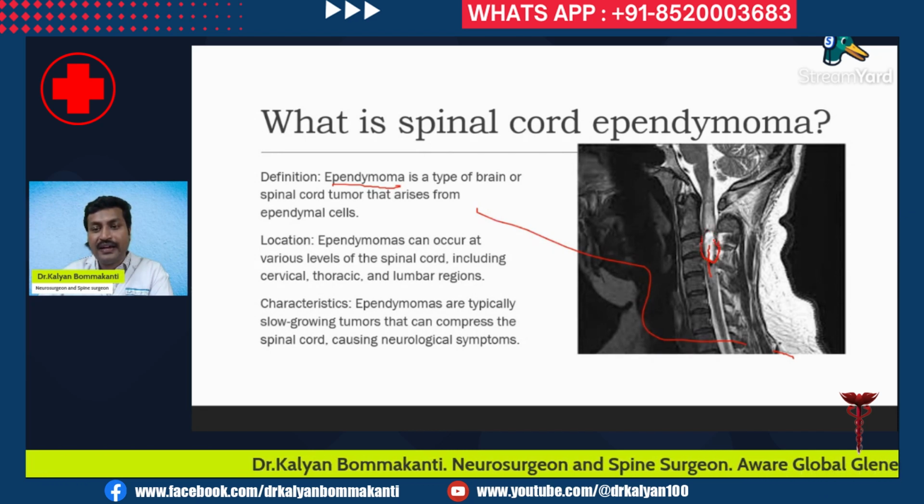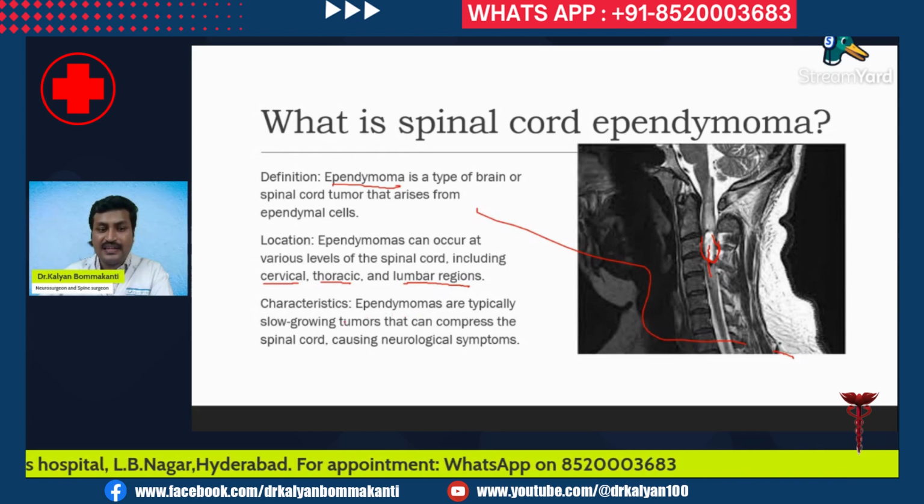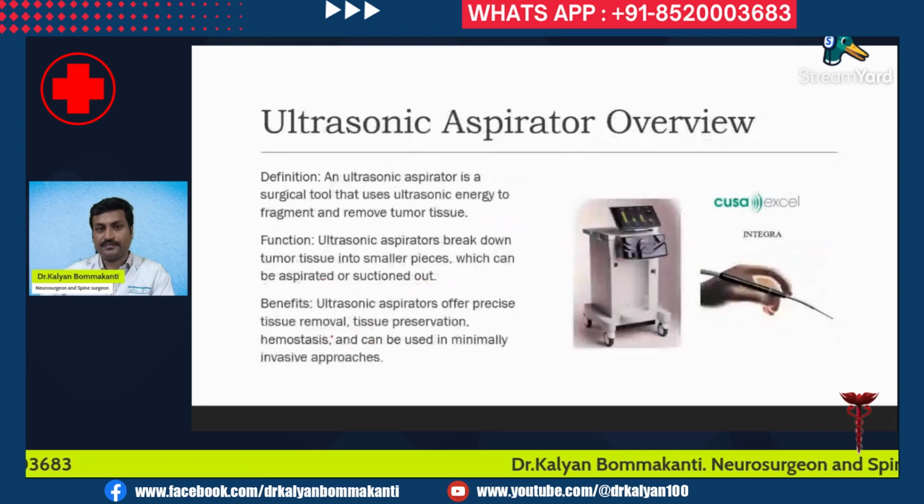Where do they arise? They can arise at various levels of the spinal cord, including the cervical region, the thoracic region, and the lumbar region. And what are their characteristics? They are typically slow-growing tumors. They compress the spinal cord and cause neurological symptoms.